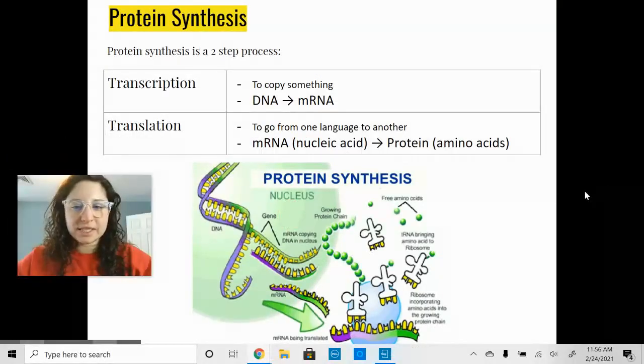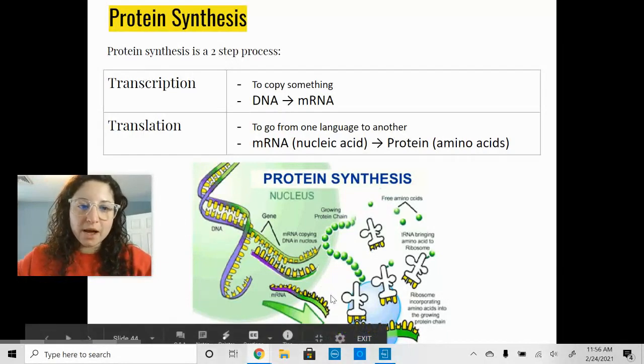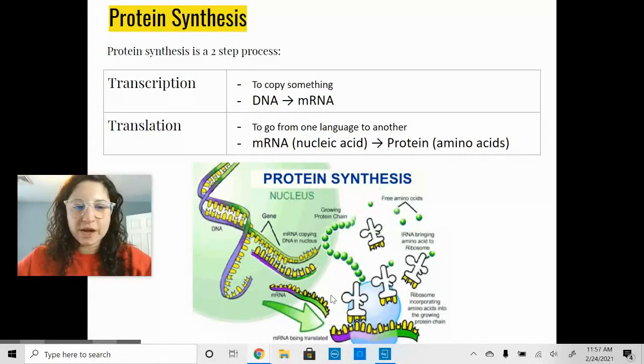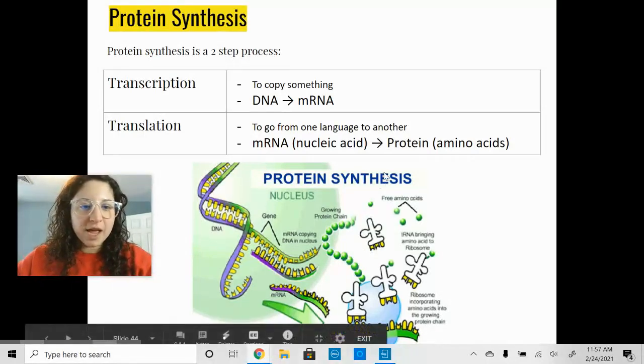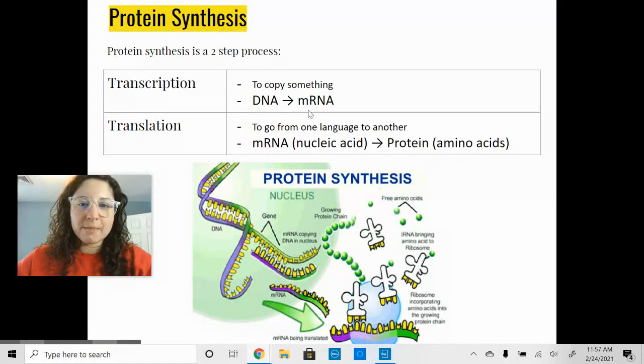So we can break protein synthesis down into two steps. The first step is called transcription. Now, when you transcribe something, it sort of means to copy. So if you were taking notes off of your screen right now based off of this slide deck, you would be transcribing the notes you see up here into your own notebook. It's sort of like making a copy in a way. So if I were to take a piece of paper to a copy machine and make a copy of it, I would be transcribing it. So in the case of our bodies, we transcribe DNA into a molecule called mRNA. And I'm going to come back to what mRNA is on the next slide.